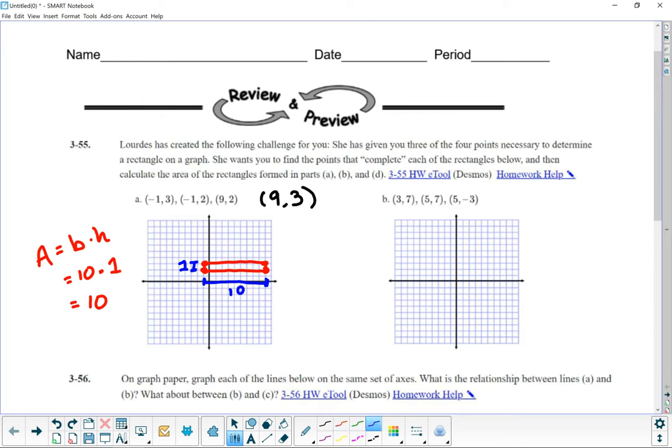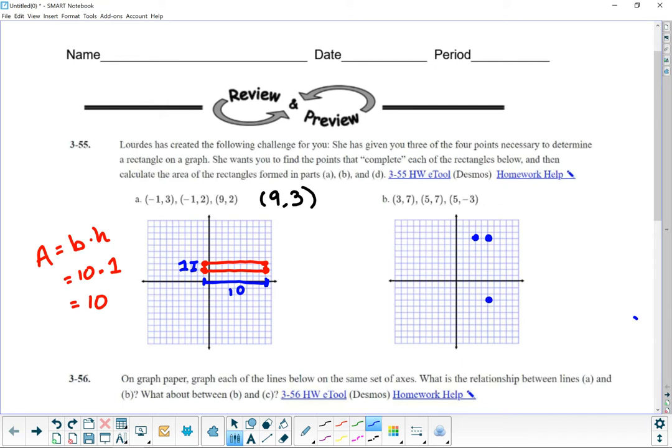For letter B, there's no number B. For letter B, you got 3 and then 7. So you count 1, 2, 3, 4, 5, 6, 7. All right there. And then you got 5 and 7. So 5, you're going to count to 5. And then 7 is going to be the same exact height. That's 5 and 7. And then the next one, you got 5 and -3. So right here. Oops, wrong. We got 5 and -3 right here.